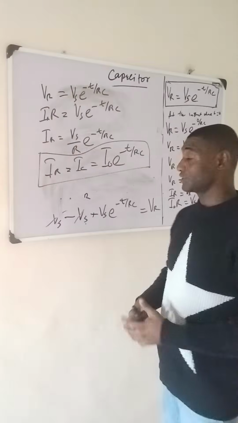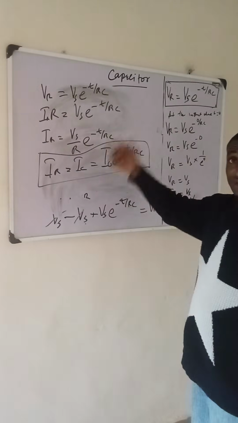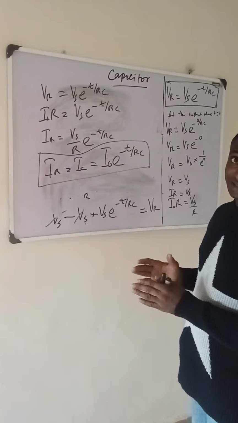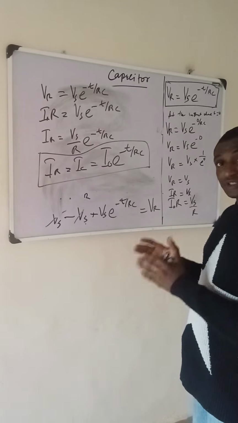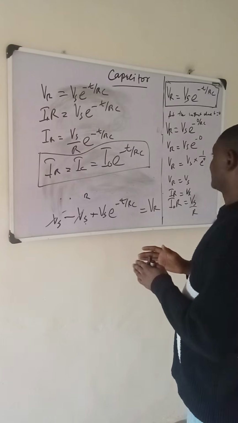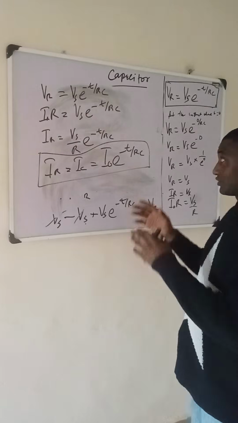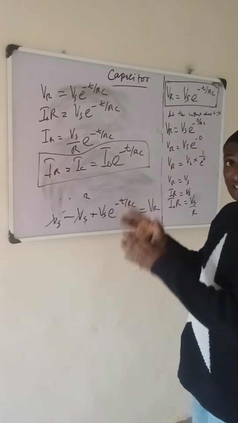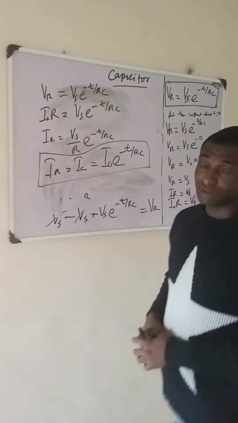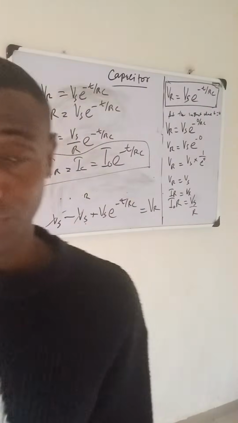By the time we come back from break, we are going to derive the equation dealing with charge. We use the voltage, we use the charge, and then finally the current we have shown on the board. Thank you. Go for a short break. Coming back.